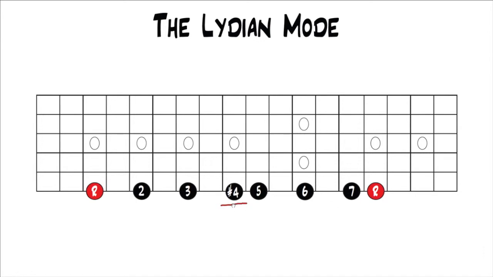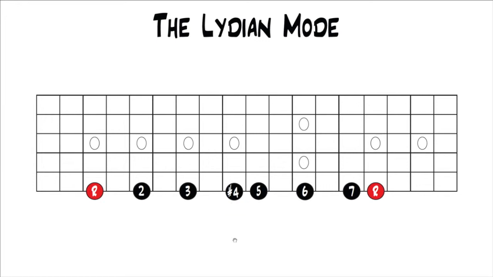The other two major modes have natural 4s, so it's really easy to recognize the Lydian mode because it has that sharp 4. And because of this sharp 4, it creates a brighter type of major sound than the Ionian mode. Since the Ionian mode has this natural 4, which is a half a step lower, it's not quite as bright of a sound as the Lydian mode. So the Lydian mode is your brightest major mode, which means that it's actually your brightest mode, which I mentioned in a previous lesson when I showed you the order of brightness for all the modes.